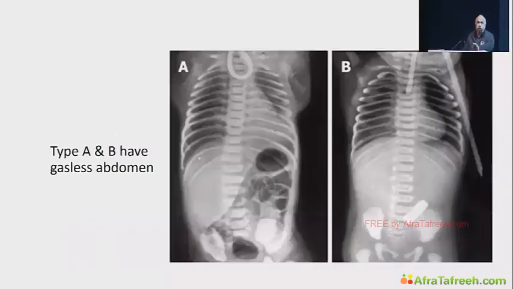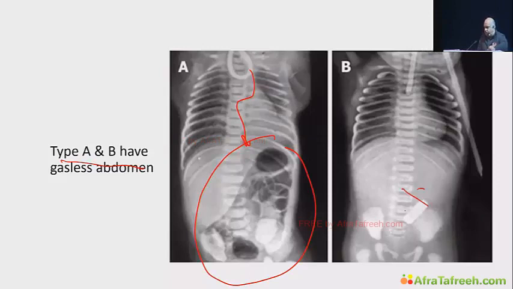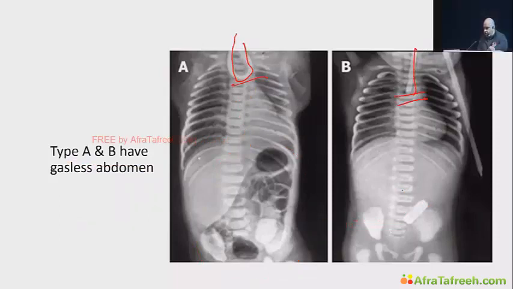Another thing that you need to know, it may become an MCQ. Normally we find lots of air in the stomach, because through the fistula from the trachea, the air comes into the stomach. But in type A and B, the abdomen should be gasless. We cannot push the tube beyond this point, 10 cm from the incisors, here or here. So both are TEF. What's the difference? This is a gasless abdomen, so this should be either type A or type B. Type A is much more important. So if you have a question, then always say type A.